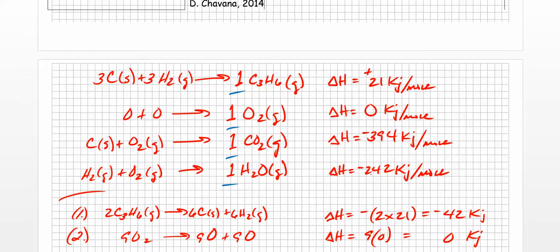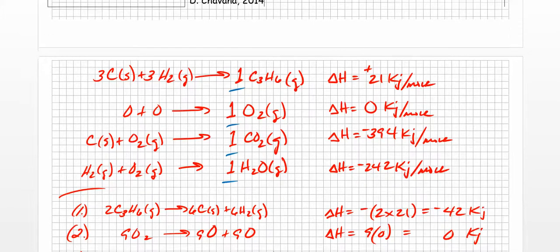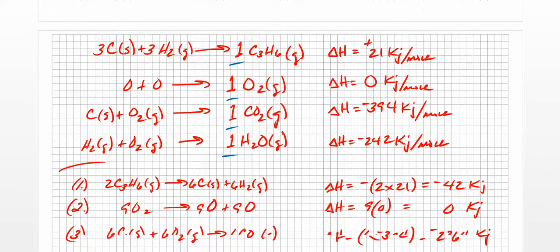Now watch what I'm going to do. I'm going to use Hess's law to rearrange these equations. The first one I'm going to do two things to. I need C3H6, but I need it on the left-hand side, and I need 2 moles of it. So I'm going to flip it and double it. When I take 2 times 21 and then give it the negative sign, I get negative 42 kilojoules for that first process.